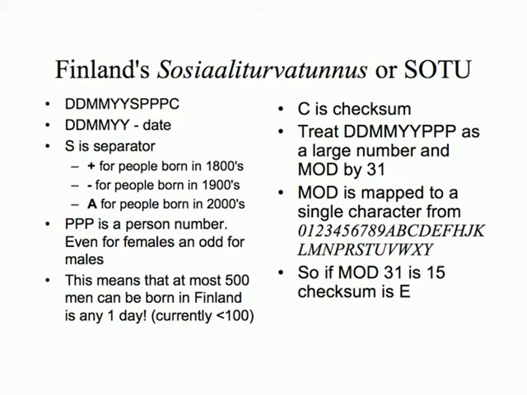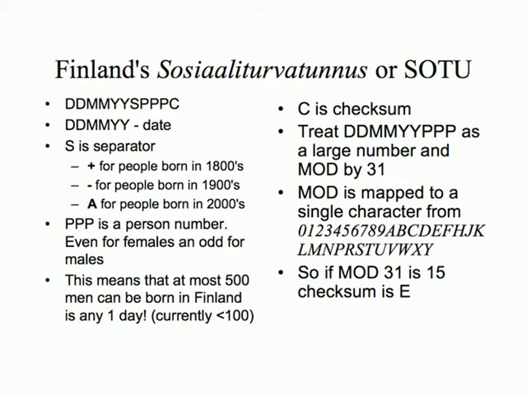The next 3 digits then are what makes the number unique. The third of those is even for females and odd for males. This means actually that at most 500 men could be born in Finland on a given day before this system would break down. But actually the birth rate in Finland isn't so high that it becomes a problem. The last digit then is a checksum.